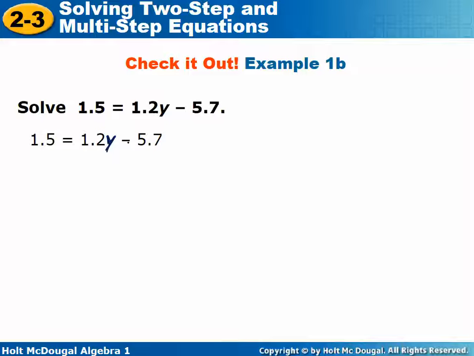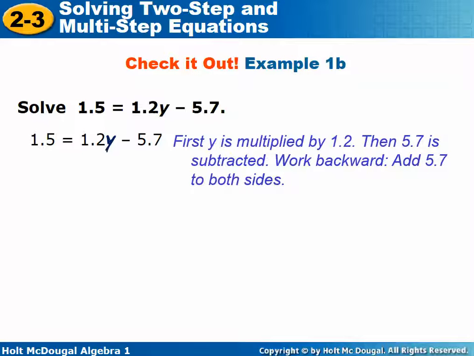So we have to go in the opposite order and get rid of the minus 5.7 first. So the inverse of subtracting 5.7 is to add 5.7 to both sides of the equal sign. We don't add it to the variable term, of course. And now we add on the left side and get 7.2 is equal to 1.2y.